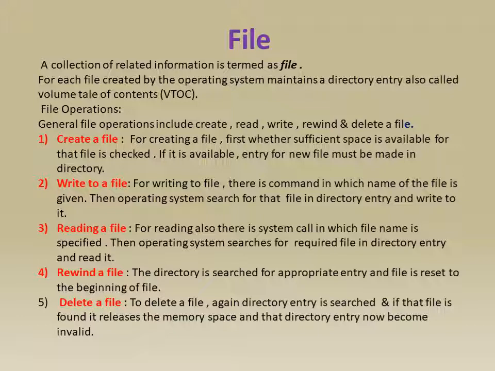Then the third operation, reading a file. For reading also there is a system call in which the file name is specified. Again we have to find the file whose data you want to read. Then the operating system searches for the required file in the directory entry and you can read the data. Next, rewind a file. The directory is searched for the appropriate entry and the file is reset to the beginning of the file. Resetting to the beginning of the file is done by using the rewind operation.